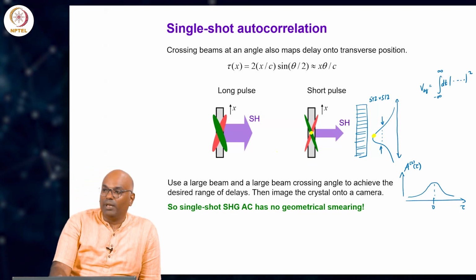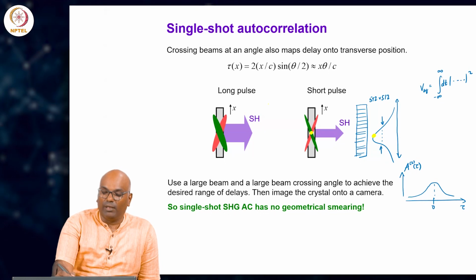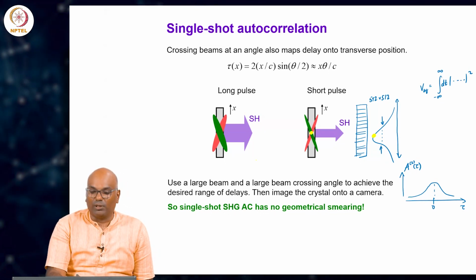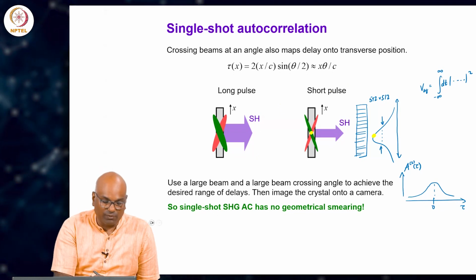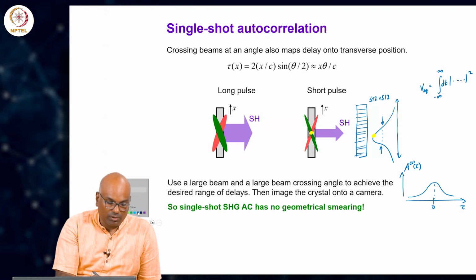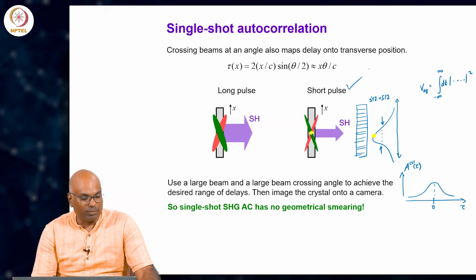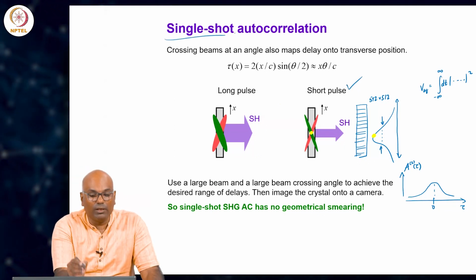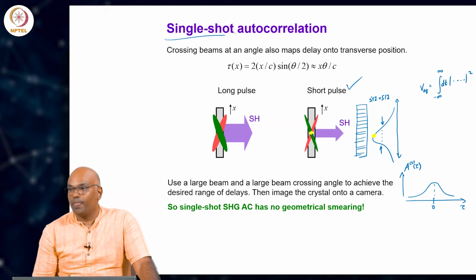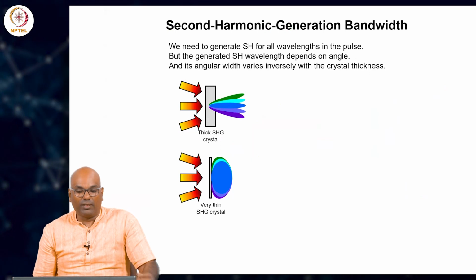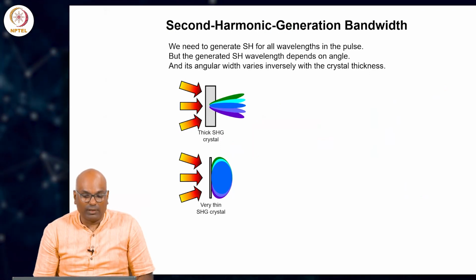Of course, the point being, if you have a very long pulse, you need a much larger crystalline detector which may or may not be at your disposal. So this technique works best for shorter pulses, relatively shorter pulses. So that is a single shot autocorrelator. It's faster and everything else, right?